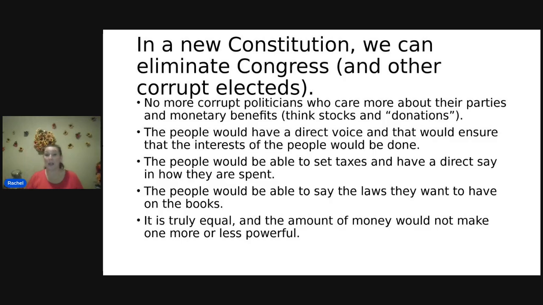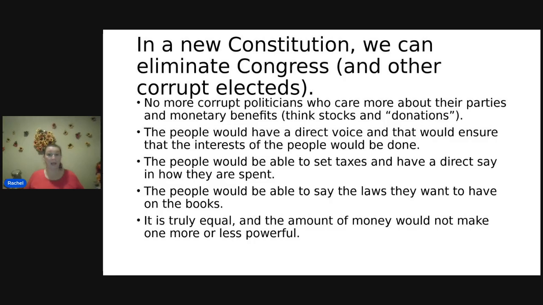The people would be able to set taxes and have a direct say in how those taxes are spent. And I'm not sure there's going to be a lot of people saying, yes, I want to spend all of my money on weapons, especially those that take $1 million for one round. Yeah, I want that. Give me that. Raise my taxes, raise my prices. That's what I want. Nobody's going to do that. They're going to ask for health care. And if they can vote for it, they'll get it.